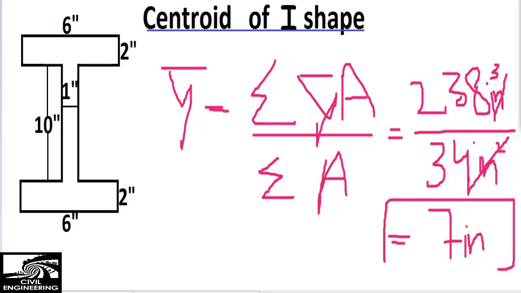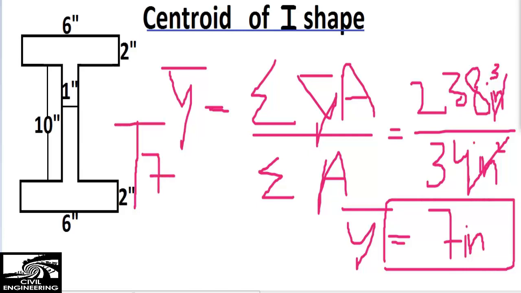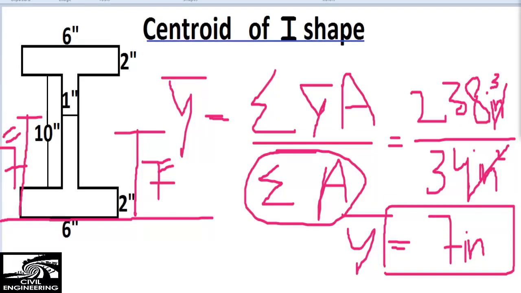So this means that the centroid of this I-shaped object is now 7 inches, right? 7 inches from the bottom, because we assume that the reference is at the bottom, so the centroid will be taken from the bottom of this I-shape diagram, as we assumed from the start. So the centroid comes out to be 7 inches starting from the bottom, as we take the reference. So this was all about the centroid, how to find the centroid of the I-shaped object.